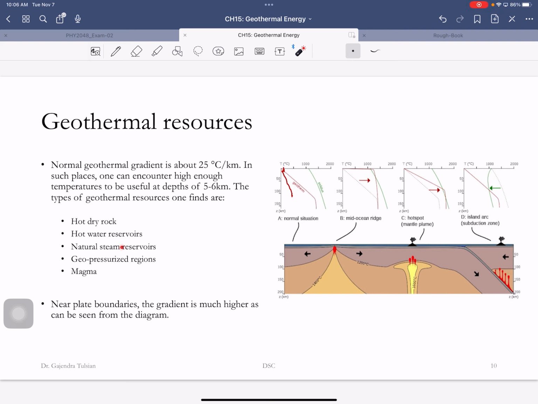There are natural steam reservoirs. So here's this, about 2 kilometers, let's say, and you're looking at various reservoirs underground. If you find steam there, then you just pump up the steam and drive your turbine. And as you go deeper, there's pressure. So there are geopressurized regions where you can find hot water mixed with methane.